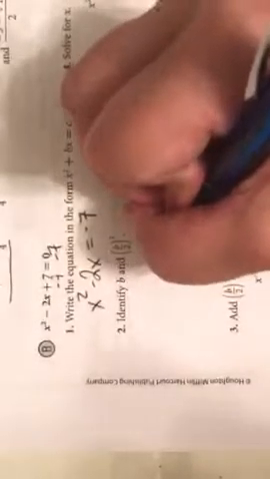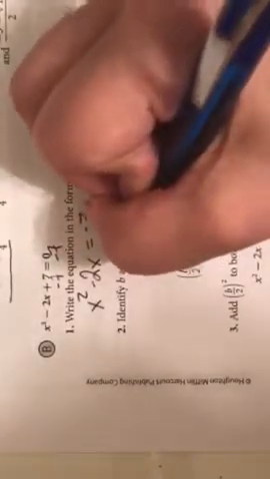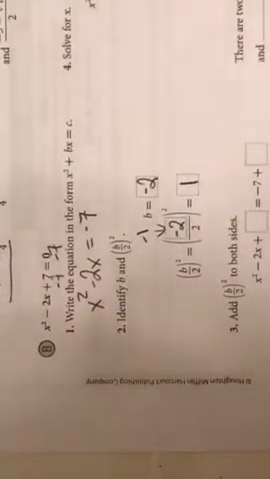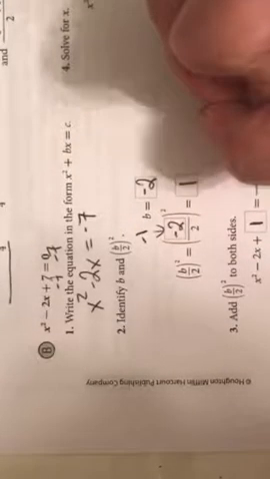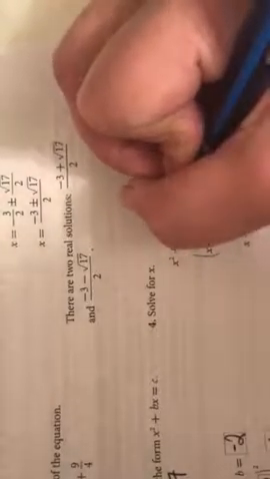So that would be a negative 2 over 2 squared, which, by the way, guys, reduces to a negative 1. And a negative 1 squared is a positive 1. So I'm going to add that to both sides. So when we move over here, we have a plus 1 and a plus 1. Now remember, they miswrote. That should be a minus 2x there.